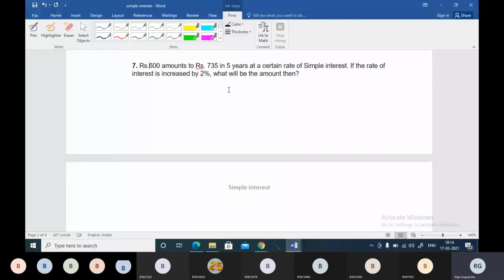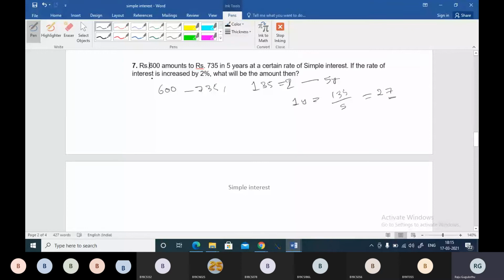So rupees 600 amounts to 735 in 5 years. Clearly 600 is becoming 735. So 135 is the interest for 5 years. So 1 year's interest will be 135 by 5, boss. 5 2s are 10, 5 7s are 35, 27 rupees will be the 1 year's interest, boss. This is 1 year's interest at a certain rate of simple interest.